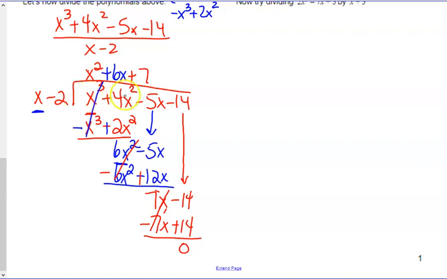So the answer, the quotient, is x squared plus 6x plus 7. But again, what is this meaning that we are finding? It is taking this x minus 2. If I were to multiply it by this quotient, I would end up with what I started with. And that's the goal, to be able to figure out the leftover piece. Okay? All right, let's try the next one.